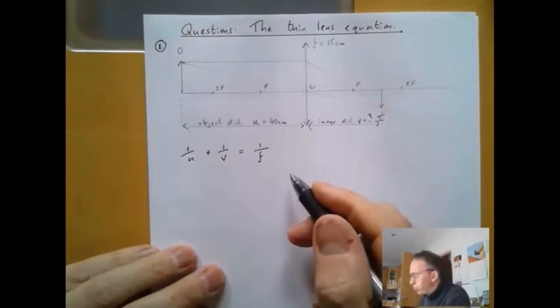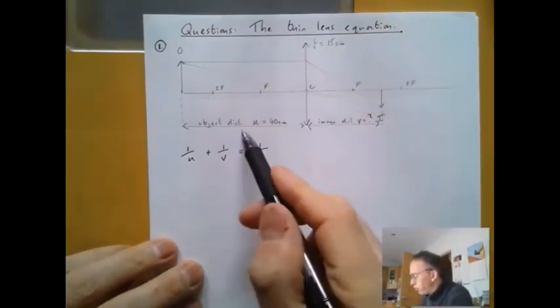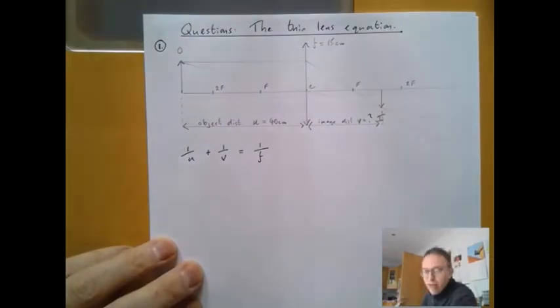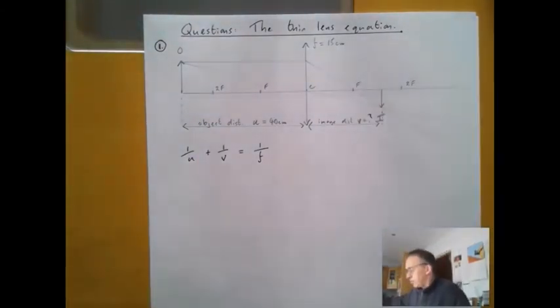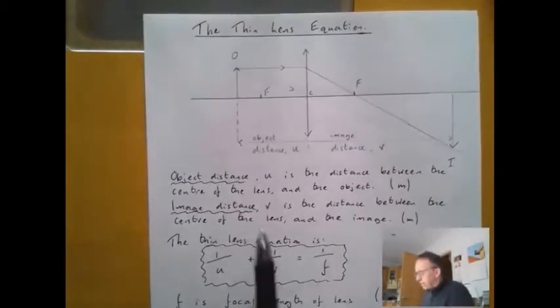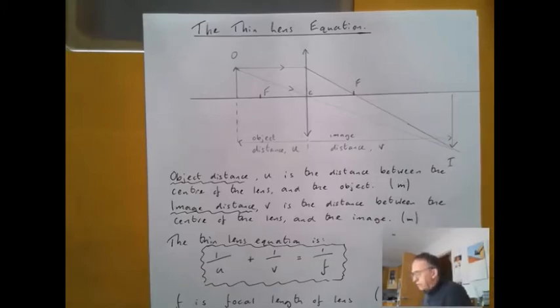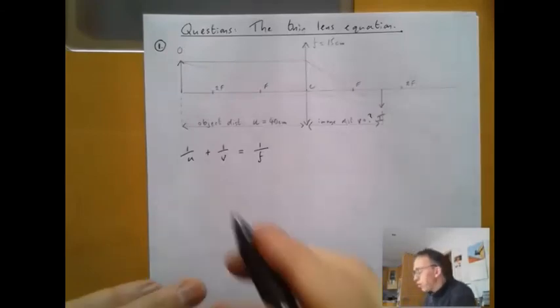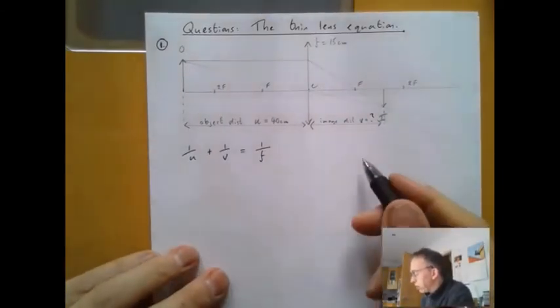And we can put in the knowns and the unknowns. So u, the object distance, is 40 centimeters. Now, when we stated the equation, we said that object distance and image distance and focal length should all be measured in meters. And that's true, but as long as we use the same units throughout, we'll be okay. In other words, if we use consistent units for each of the knowns, then the unknown will come out in the same unit. So we can do this in centimeters, which I will because it's easier.